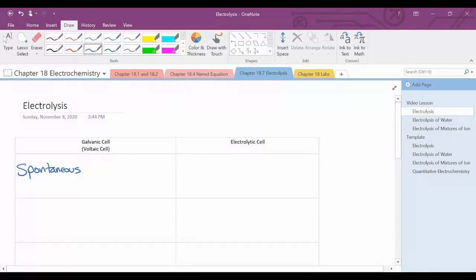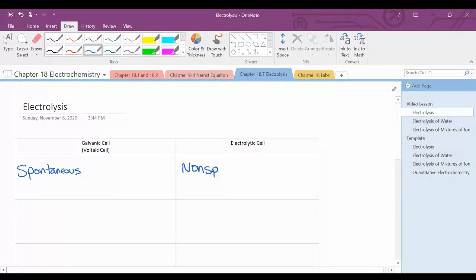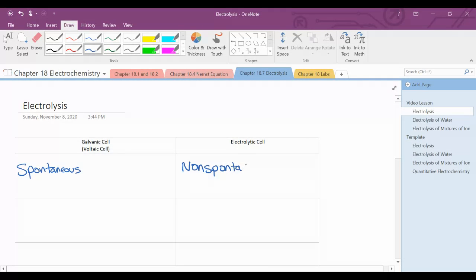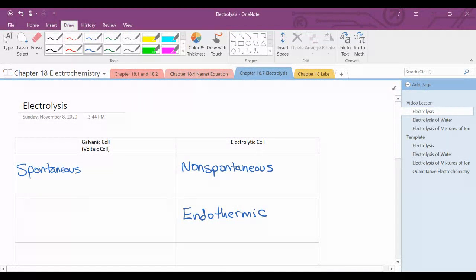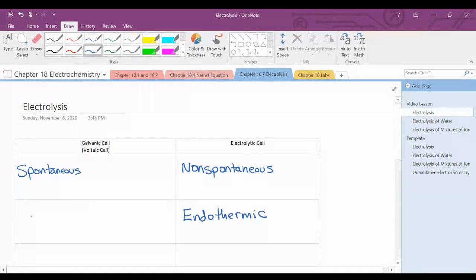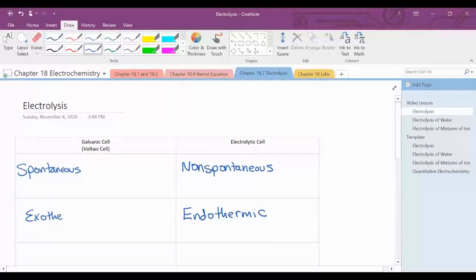In an electrolytic cell, the new cell we're looking at, it's non-spontaneous. The electrons do not want to flow from the anode to the cathode. And so how do we get a non-spontaneous reaction to take place? We have to put in energy. So an electrolytic cell is endothermic, while a galvanic cell is exothermic. Energy is given off.